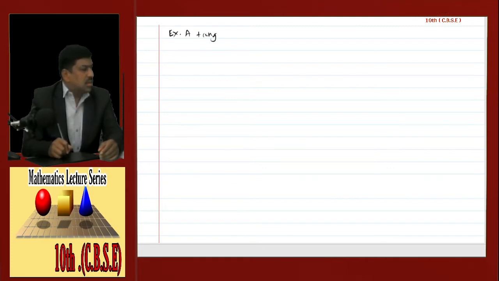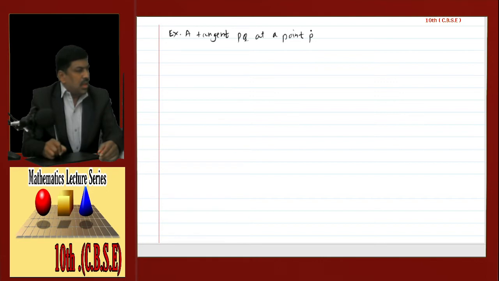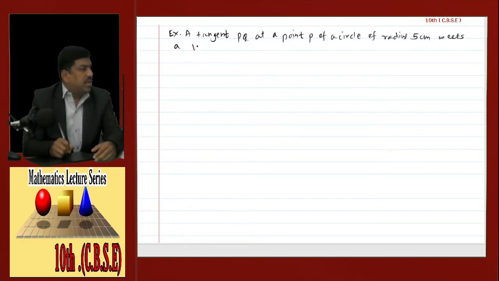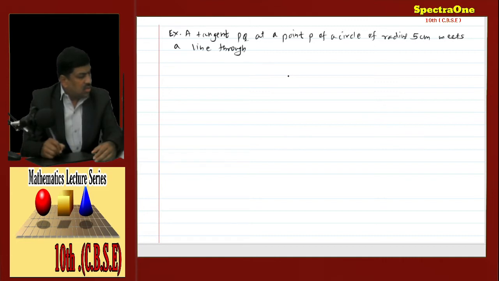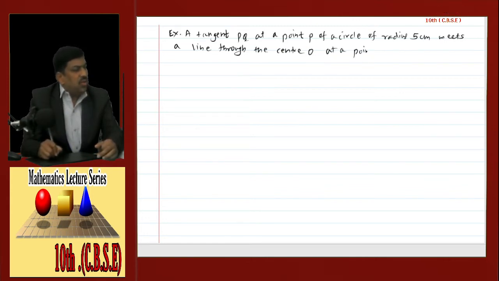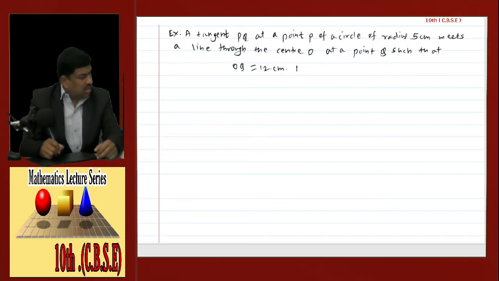A tangent PQ at a point P of a circle of radius 5 centimeter meets a line through the center O at a point Q such that OQ is equal to 12 centimeter. Find the length PQ.